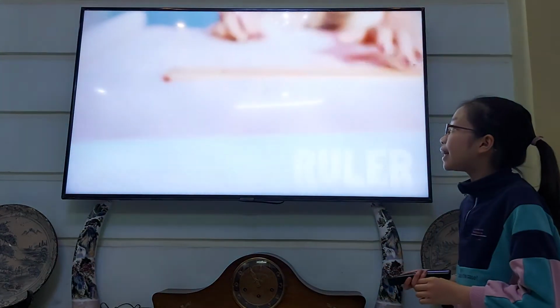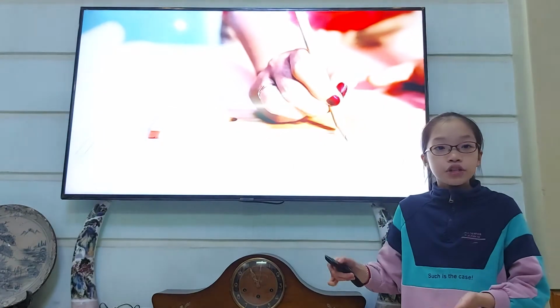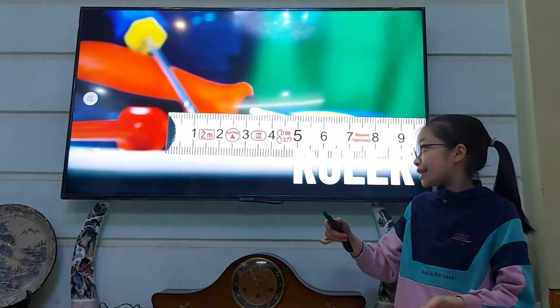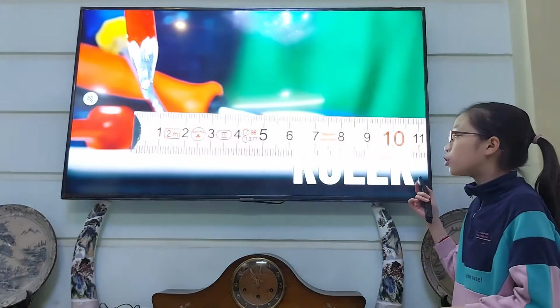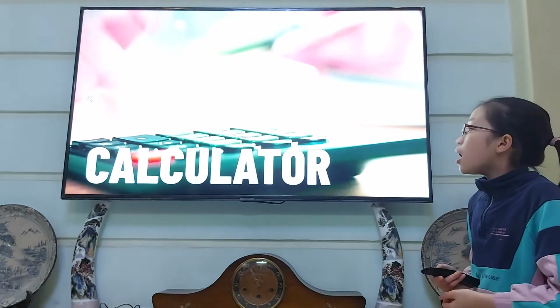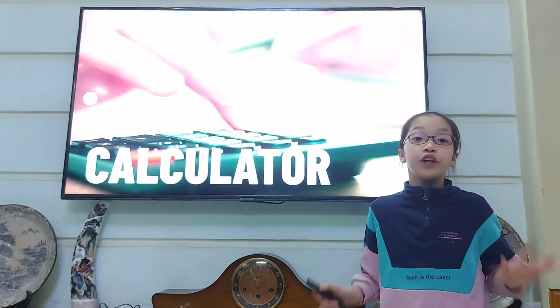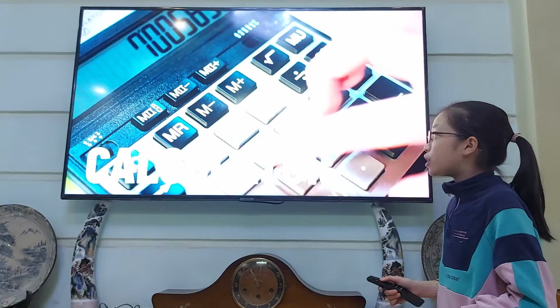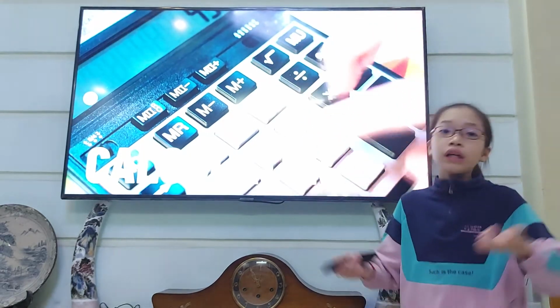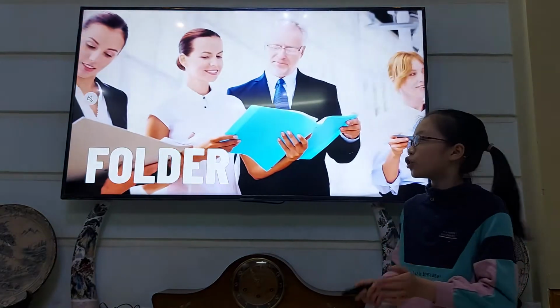And our next stationery is really useful. We use a ruler to measure things or to draw a straight line. So if you need a ruler, you will have to measure things with it. So a ruler. Oh, a calculator is also a stationery, which is very useful as well. If you need to do some simple math or more complex math, then you'll need to use a calculator to help you with that faster.